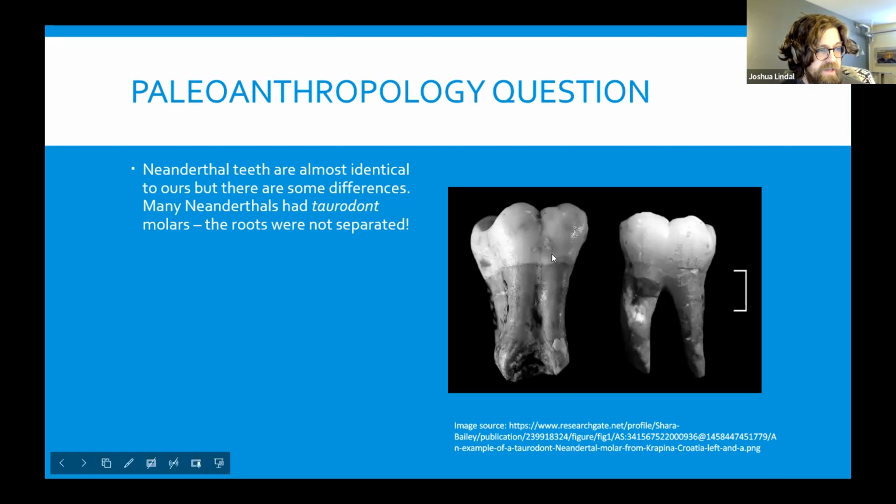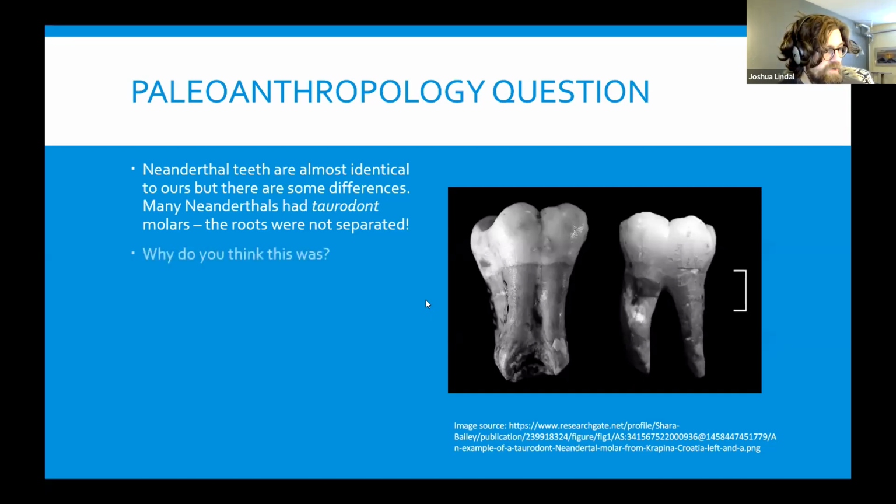You can see it in these teeth here. On the right, we have a modern human tooth, a molar tooth with two roots. The Neanderthal tooth, you can see that these roots are connected most of the way up. They only separate right at the base. And so that's what taurodontism is. It's a long body of the tooth with very short roots at the end of it, in contrast to what most humans alive today have, which are very long roots that are connected close to the crown.